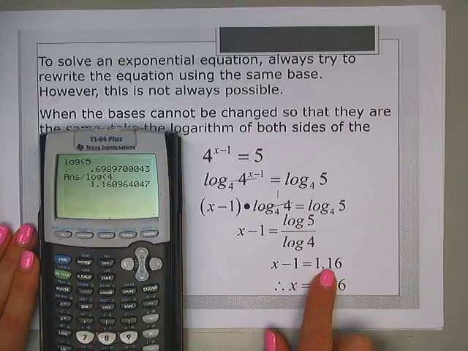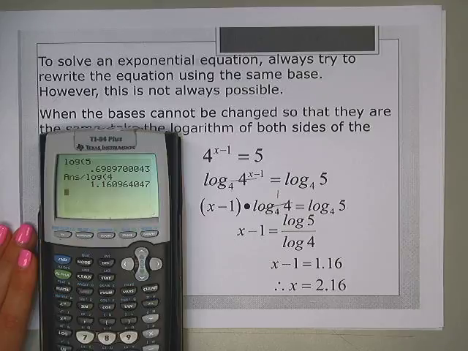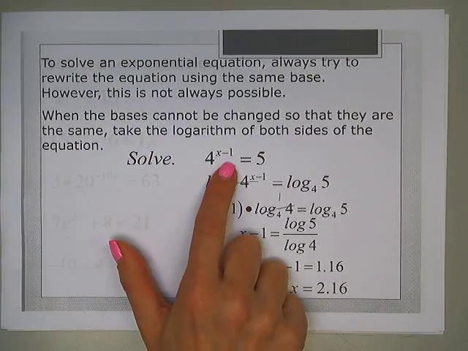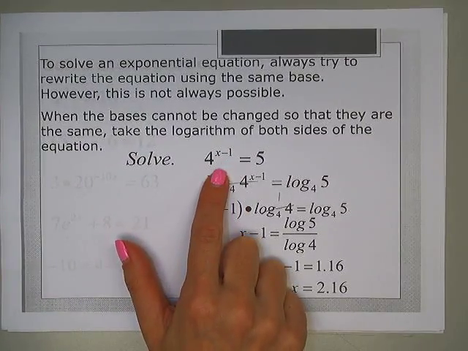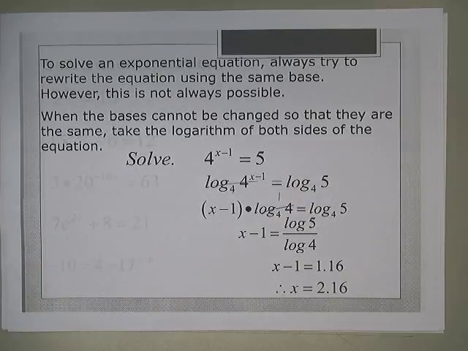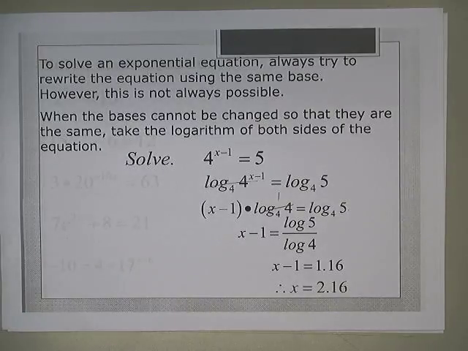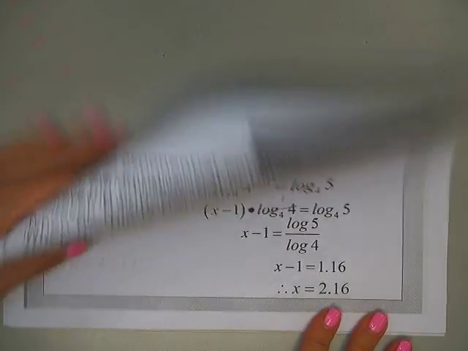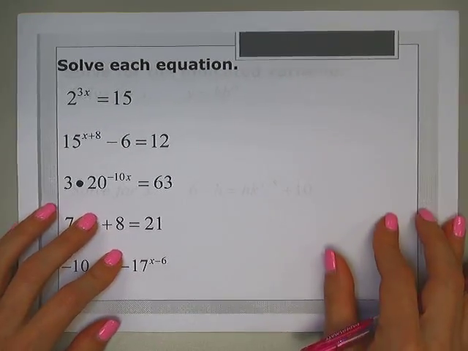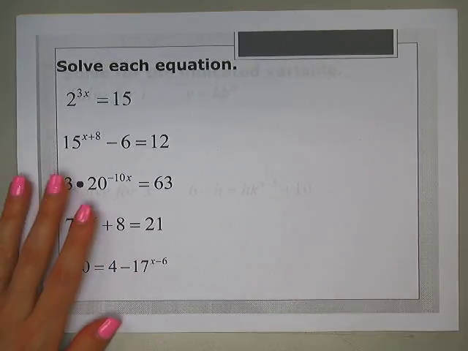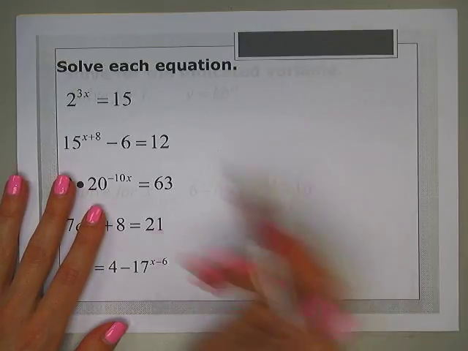So log of 5 divided by log of 4 comes out to be 1.16. And then, of course, I add the 1, and I get 2.16. And that's my final answer. Looking at this technique, again, you'll need a graphing calculator whenever you can't change the base so that they're equivalent to each other. So you'll need a graphing calculator anytime you can't get a common base there. Let's practice a couple of those.